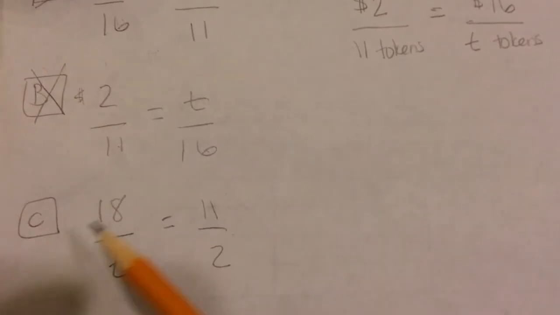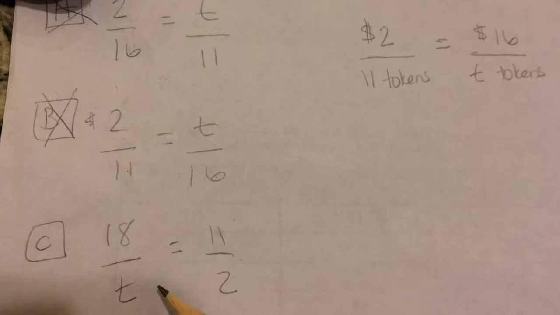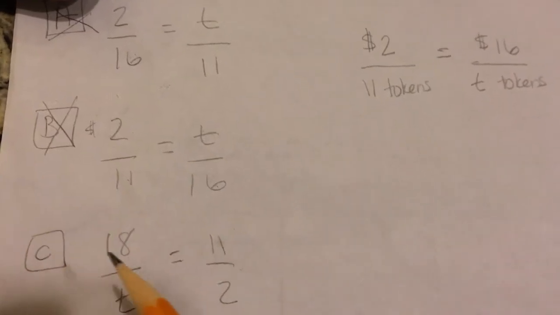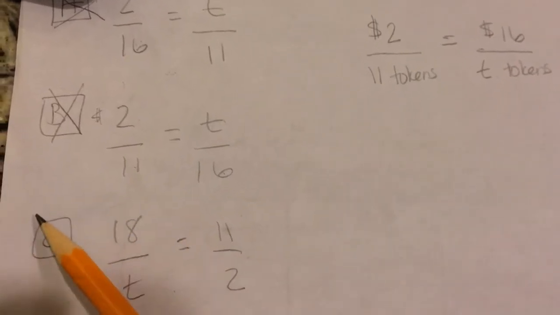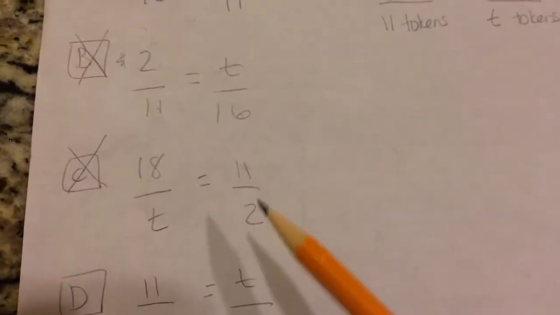Now let's look at C. C says 18 over T. I don't recall seeing 18 anywhere in the problem. And when I go back and reread it and double check, 18 is not anywhere. So that's not anything that I need. So I can keep moving on.